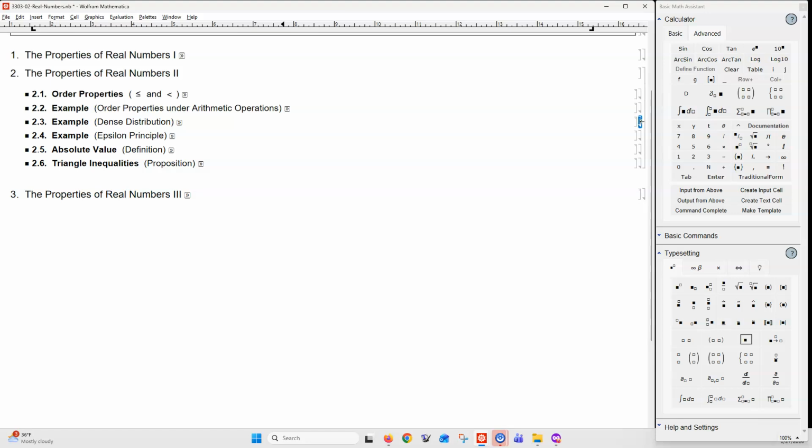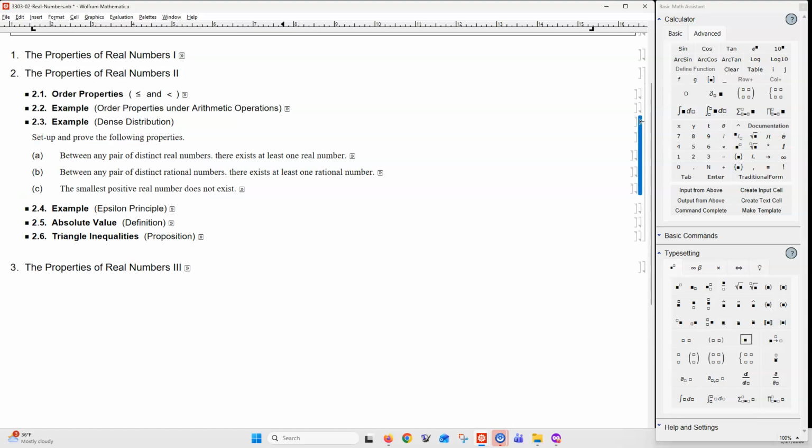Okay, what else? Dense distribution. Real numbers are densely distributed, and rational numbers are also densely distributed. Between any pair of distinct real numbers, there exists at least one real number in between. Consequently, there are infinitely many. Simply enough, so I'll leave the details to you.